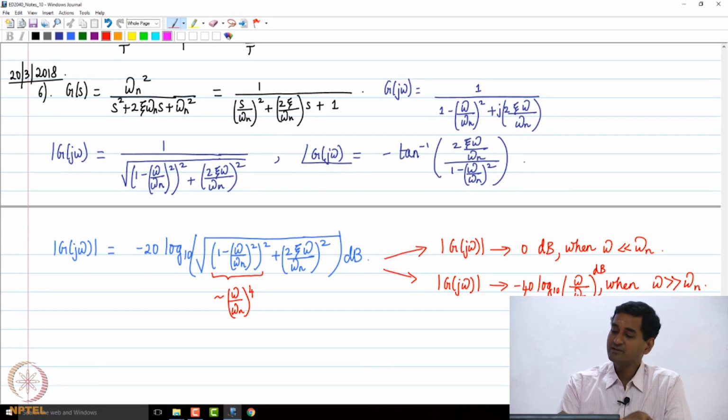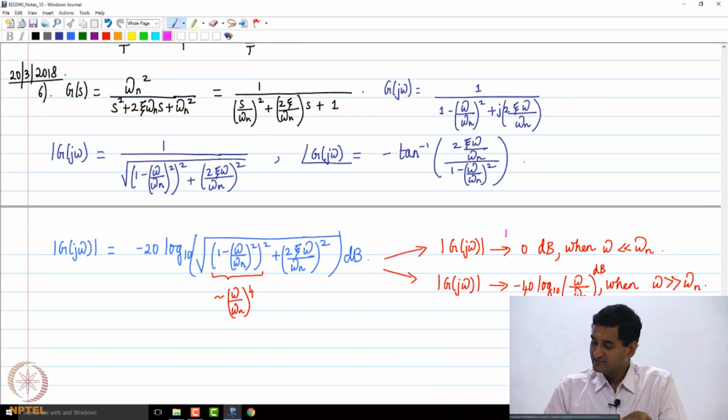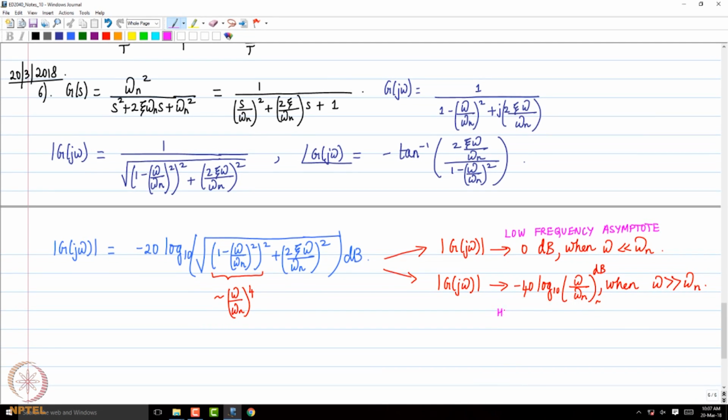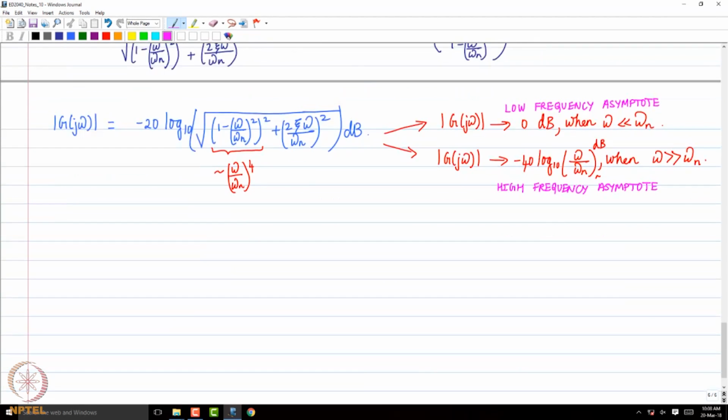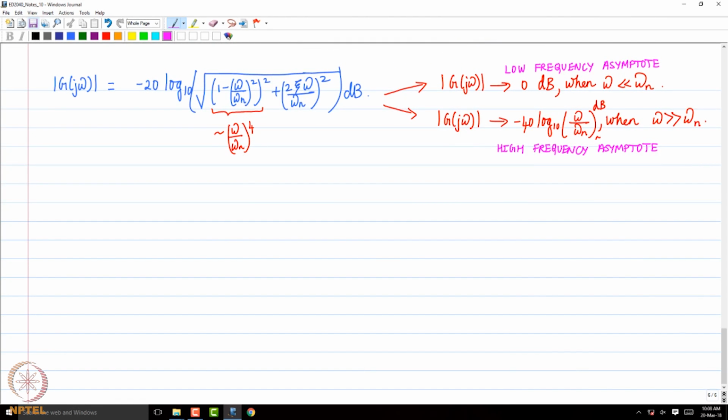Obviously, we already know that this one is the low frequency asymptote, and this one is going to be the high frequency asymptote, just like what we did yesterday. So, that is what we will have here.